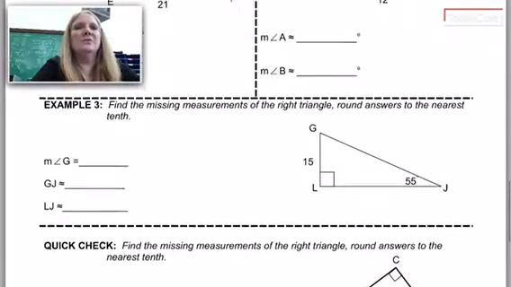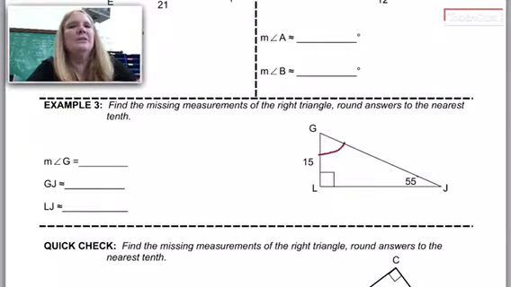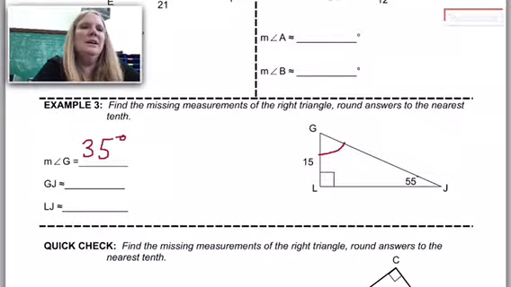Okay, two more examples. Find the missing measurements of the right triangle and round to the nearest tenth. So here, they ask for the measure of angle G. Well, we know that all the angles have to add up to 180, so this one and 55 together have to add up to 90, so that would be 35 degrees. Okay, so now if we want to know the length of GJ, I'm going to use this angle. Looking for GJ, so I'm just going to put an X there.